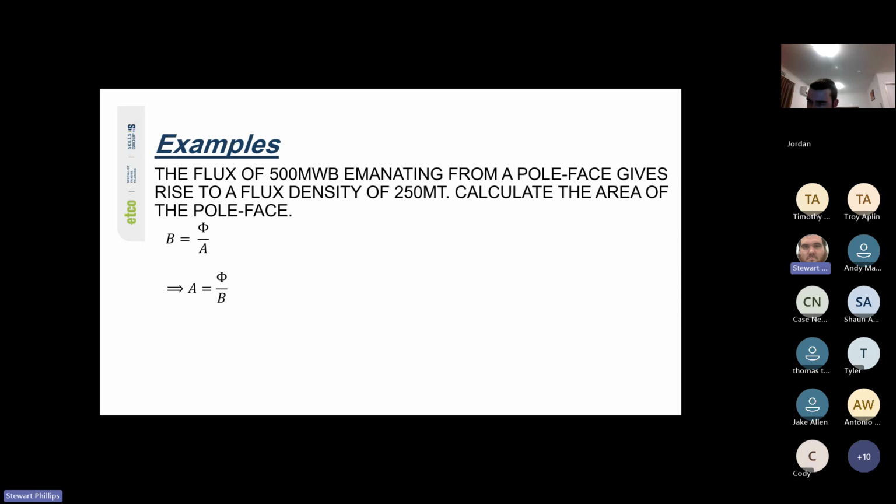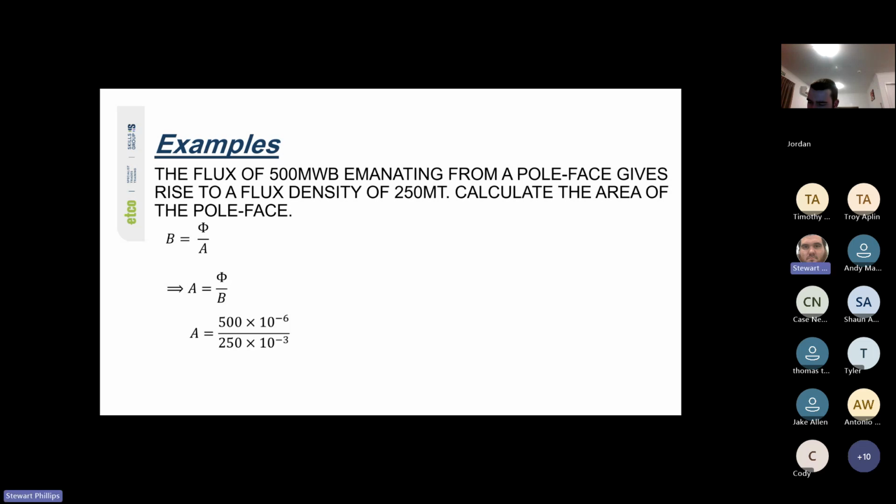Because we know from the original calculation, if we multiply phi divided by A and then move it to the other side, because we have to multiply both sides, we get A times B equals phi, but we need to find A. So we can then divide both sides by B. That's how we get this formula.